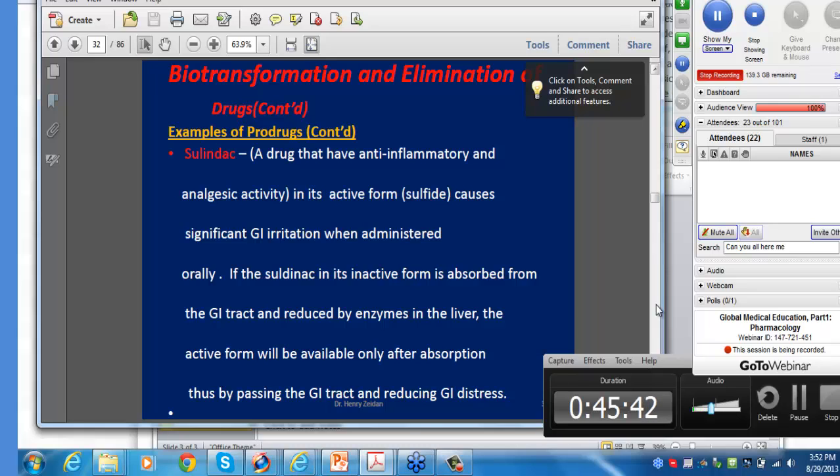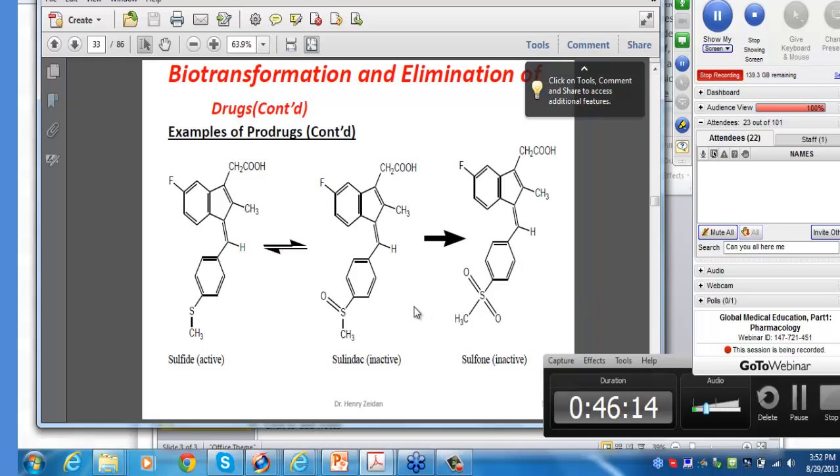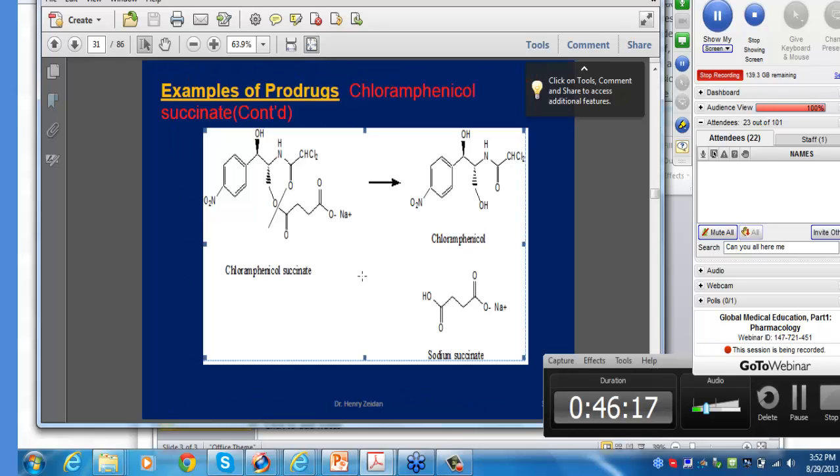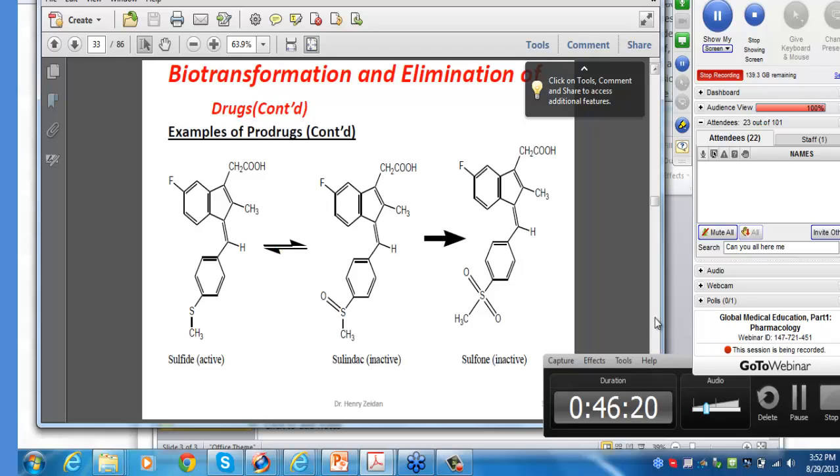Take an allergy drug that can cause GI irritation when administered. So what can you do? You have to give it in an inactive form first, to bypass this. If you do that, it is reduced by enzymes in the liver, so you're going to bypass that, and then you have it available for absorption. That's what you see here. In the middle here is the inactive form, and then you can convert it to the active form by a specific enzyme.